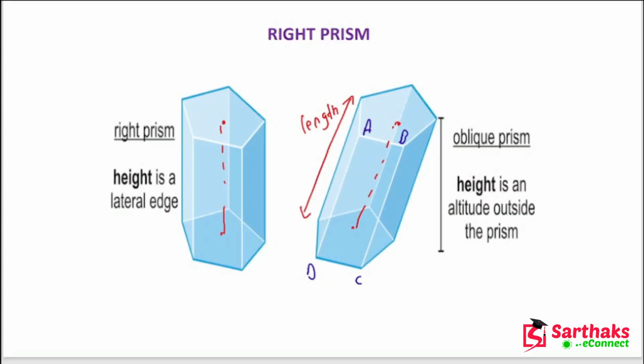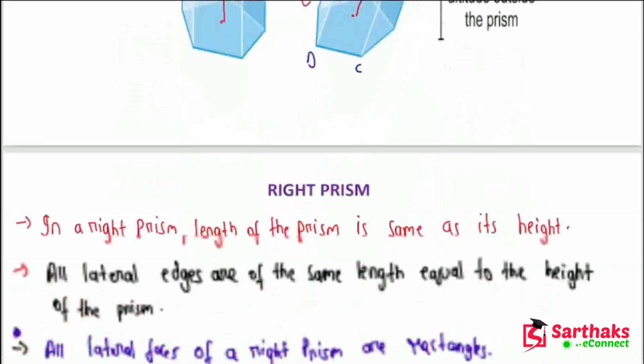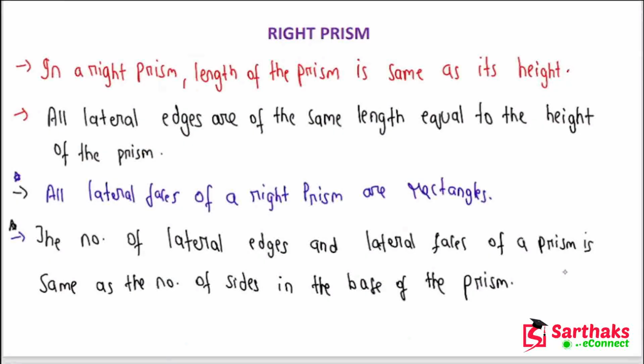It does not matter whether it is a right prism or an oblique prism, it is equally applicable for both. That is why I have written here prism, not right prism. So this is a property of prisms. Now let us talk about some specific types of prism, and study how many edges, vertices and faces they have with the help of figures.